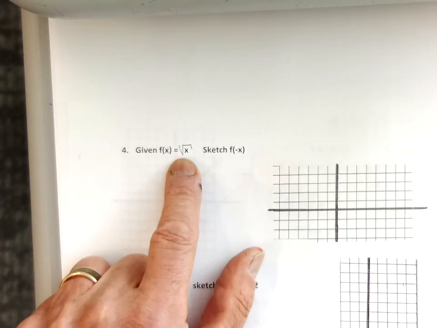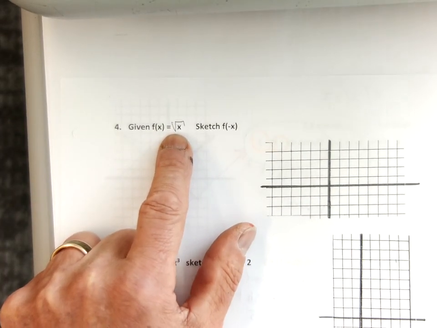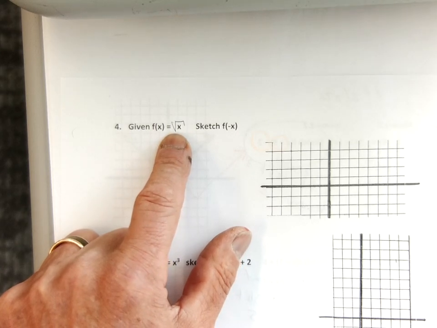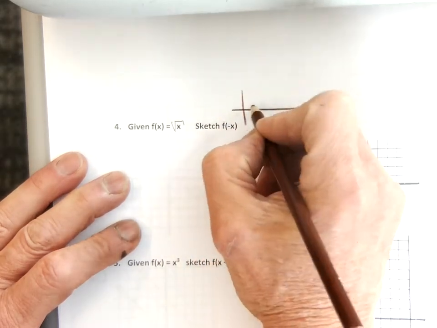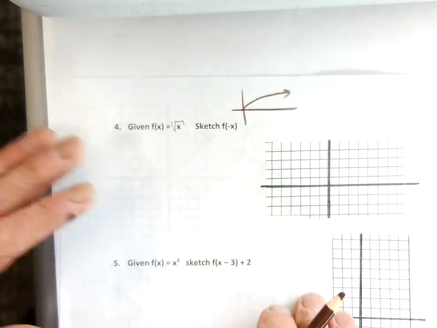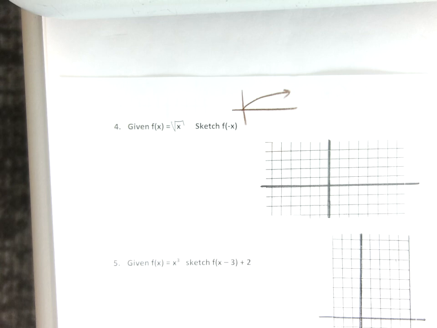All right, now, what's the parent function? Now, we looked at this in our book, but we're going to do this. The square root graph looks like this. It's in our journal. To avoid decimals, square root of 0 is 0. Square root of 1 is 1. Square root of 2 is a decimal. Square root of 3 is a decimal, but square root of 4 is 2.